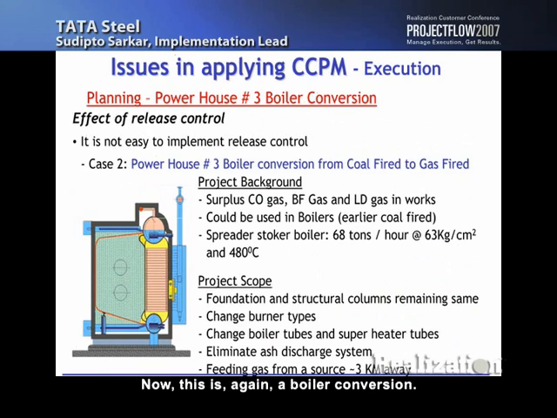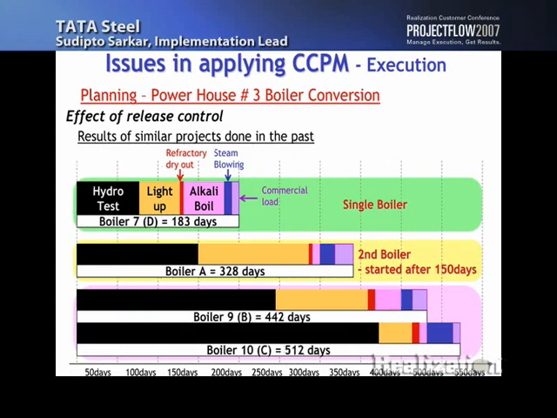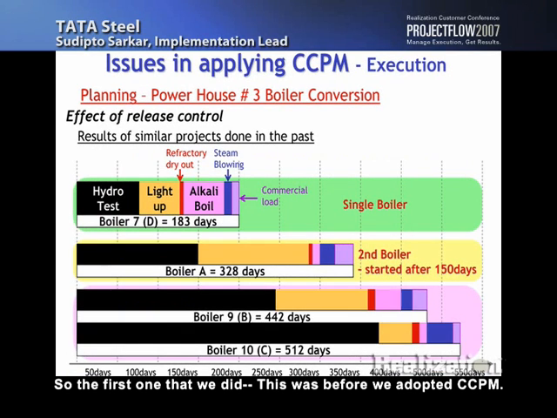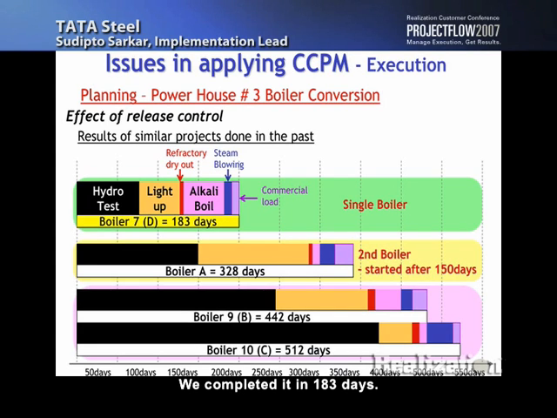Now this is again a boiler conversion. These are basically stoker fired boilers. This is the description of the boilers. We had to take these down, and we've been doing this project since 2004, on 6 boilers. The first one that we did, this was before we adopted CCPM. This was a much smaller boiler. We completed it in 183 days.